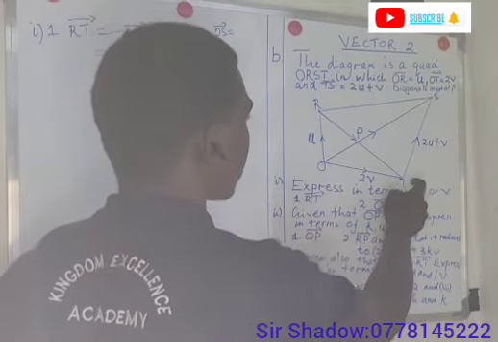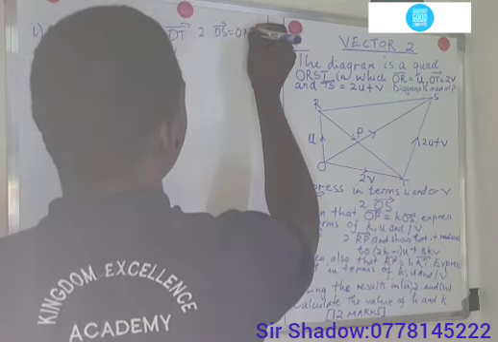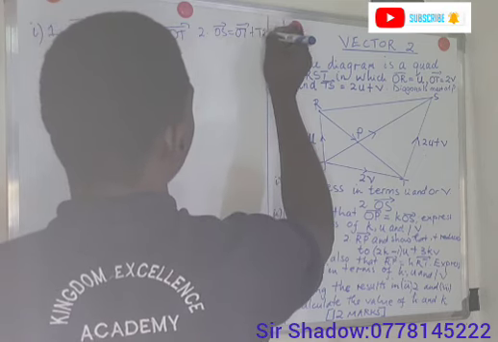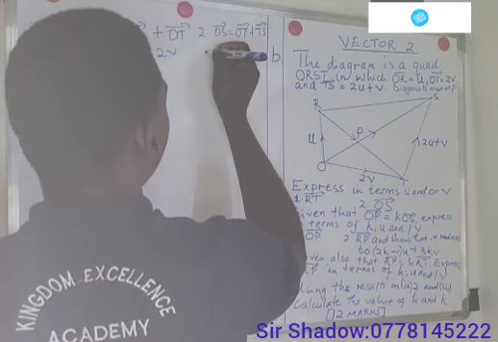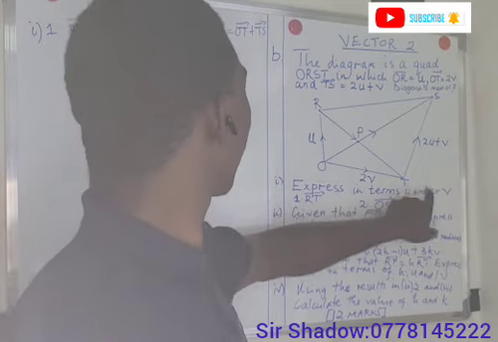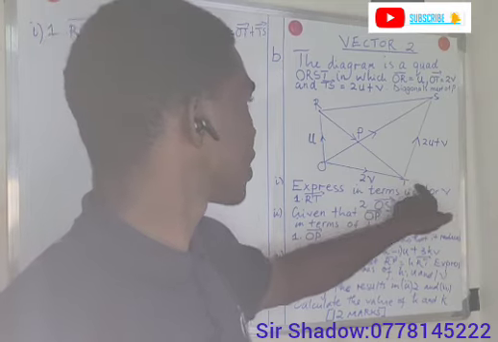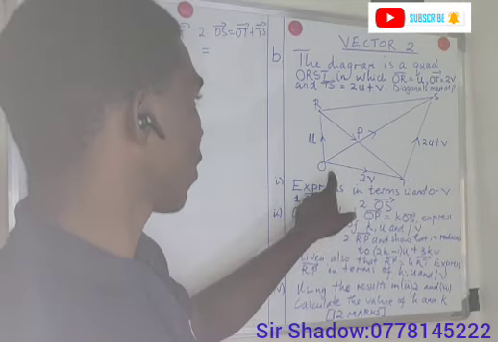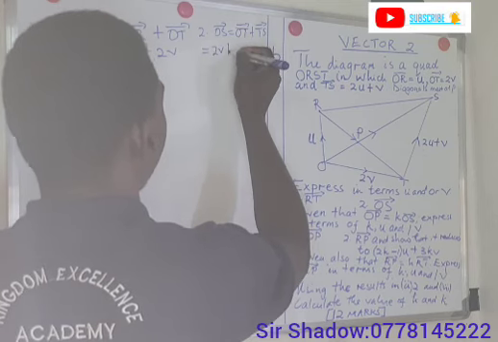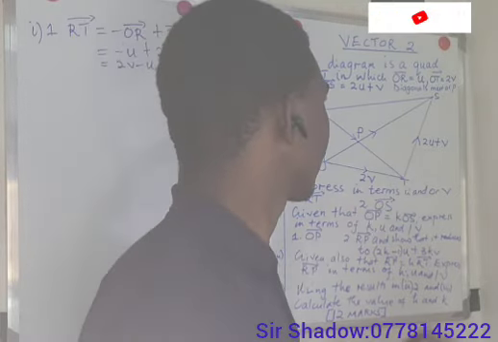But we are given OT plus TS. So for us to find OS, we have to say OT plus TS. But remember, the vector OT is given as 2V. So we have to say 2V plus, we are also already given the vector TS, which is 2U plus V.